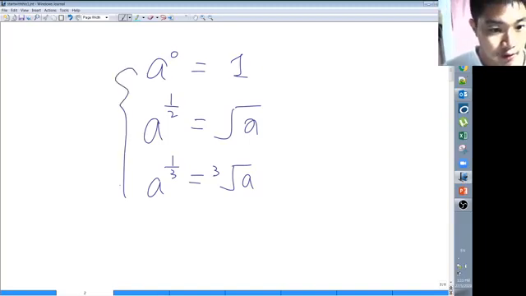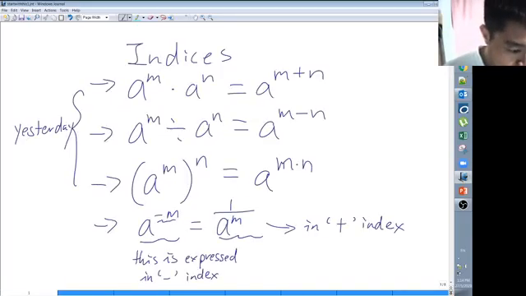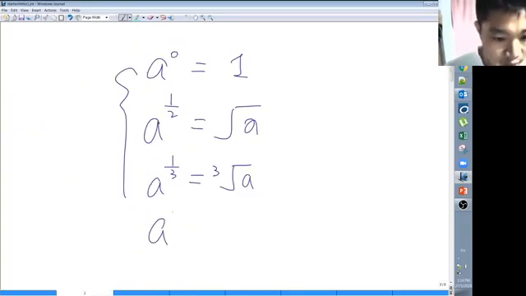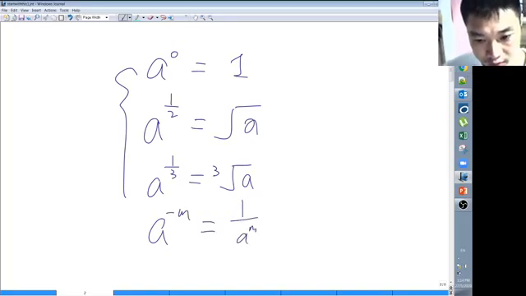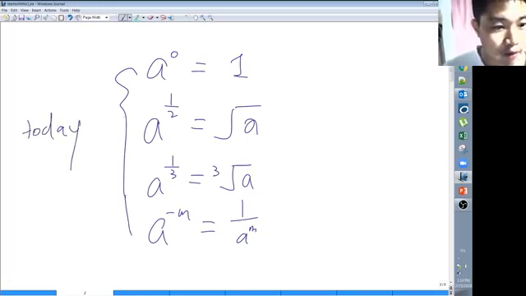Okay? So these are the, okay, let me add the previous one here as well. A to the power of negative m is equal to 1 over a to the power of m. Okay, so today I'm going to make use of all these laws to solve some of the questions you may encounter in this indices chapter.